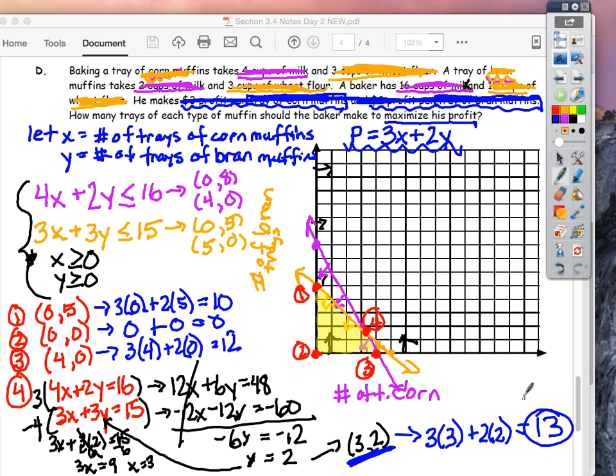What is the max value representing? The profit. That's what I have underlined in blue up here. Is that what the question is? No. The question asks you, how many trays of each type should the baker bake? They should bake 3 trays of corn muffins. And then how many trays of bran? 2 trays of bran. And that's your solution.